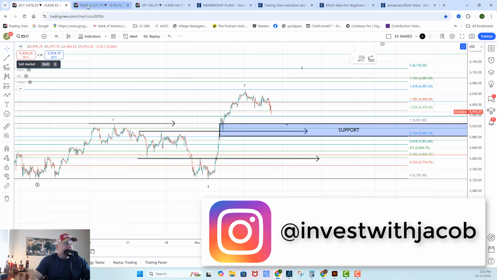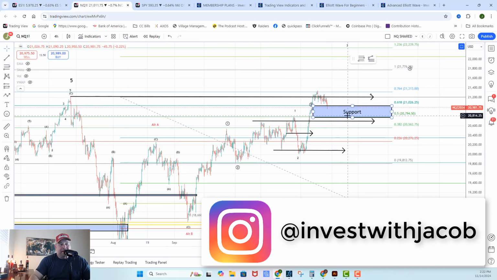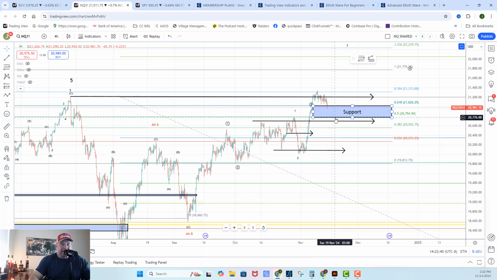Over on the NASDAQ, same type of setup. They're in their support box. They need to hold this support area. If they break below this box, that is a warning to the bulls. If they are going to squeeze higher as we anticipate, we would look for the NASDAQ to outperform and be strong to the upside and really push toward 21.7 to 22.2 next.